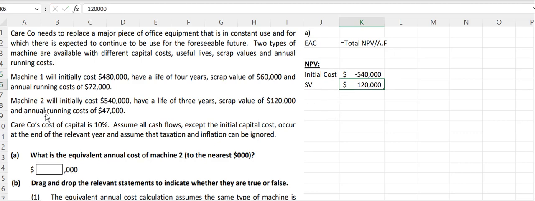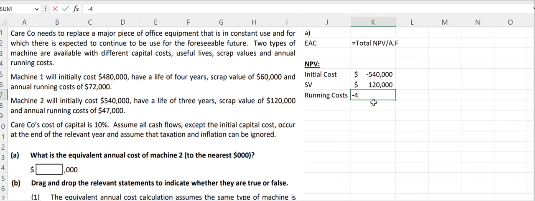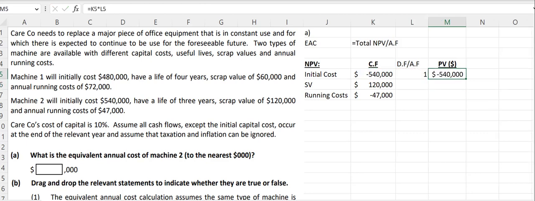And we have an annual running cost of $47,000, and these will be spent every year. So what we need to do is find out their present values. These are our cash flows. So we need discount factors and annuity factors to find out present values. Initial cost is spent at time 0, so the discount factor for this cash flow will be 1, as these are the cash flows for year 0, 540,000.